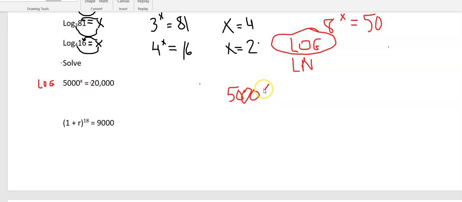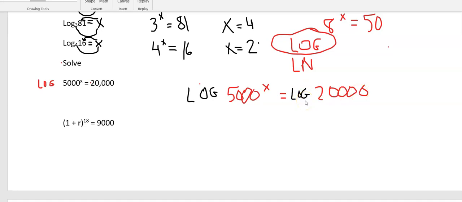So I have 5,000 to the x equals 20,000. And what I'm going to do to solve it, since I noticed that it has an exponent, is use a log. So I'm going to put a log on both sides. Logs always go in the front of whatever they're applied to. So this log is applied to the 5,000 to the x, and this log is applied to the 20,000.